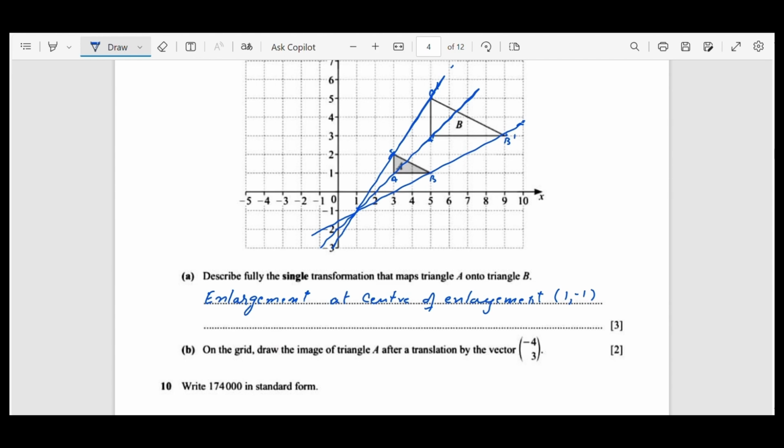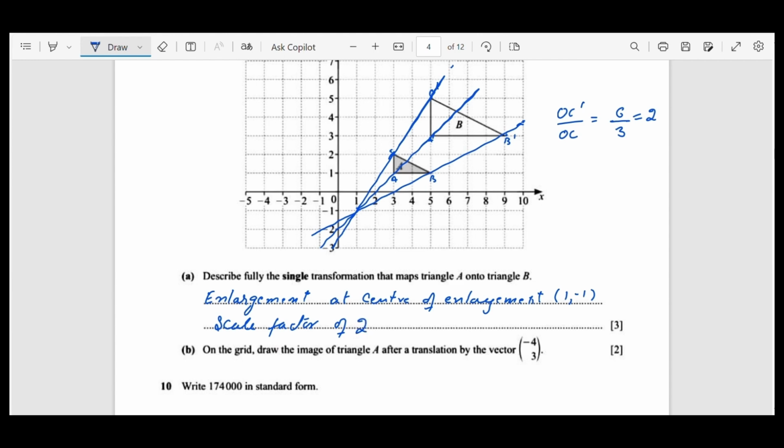Scale factor will be OC dash over OC. Now OC dash over OC is equal to 6 over 3, which is equal to 2. So our scale factor is 2.